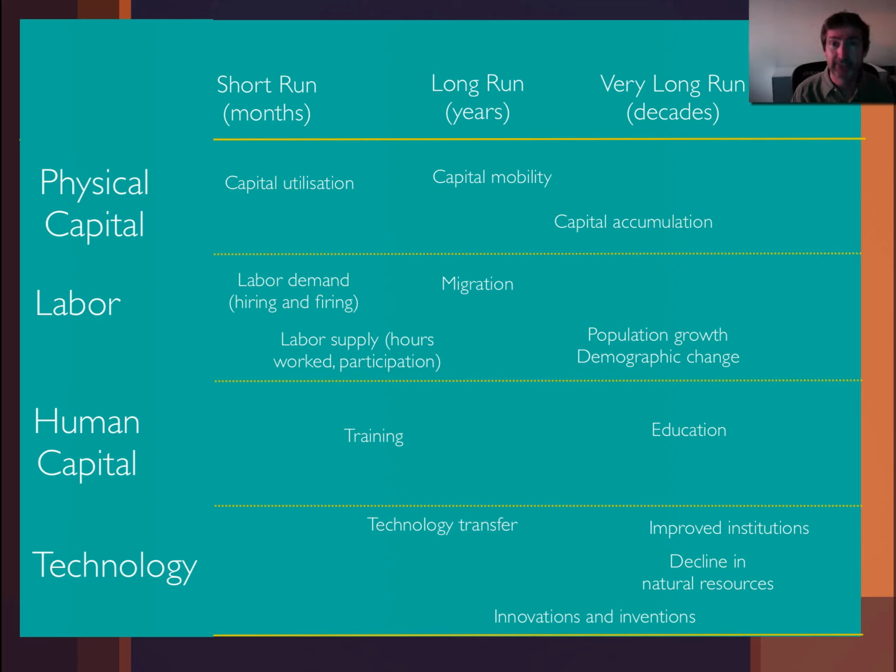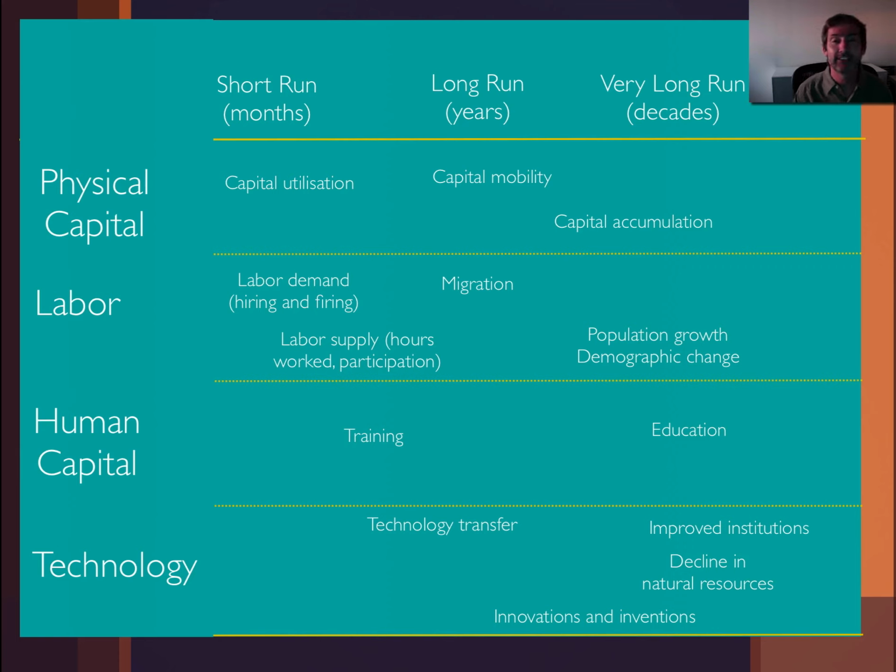Transfer of technology begins to become important. Over even longer time horizons, we start to think about the mobility of capital across countries. We start to think about the movement of labor across countries. And as we start moving to the very long run, then the overall accumulation of capital becomes important. Inventions and innovations become important. Population growth starts to play a role, demographic change, education, and so forth. And some things really only have a significant impact on GDP over very long time horizons. And there we would point to improved institutions, decline in natural resources, and so forth.